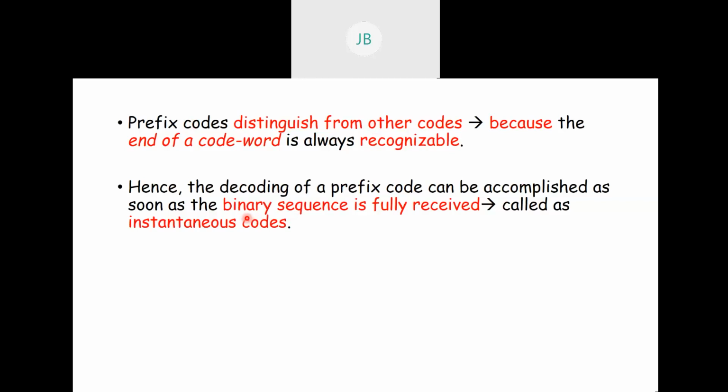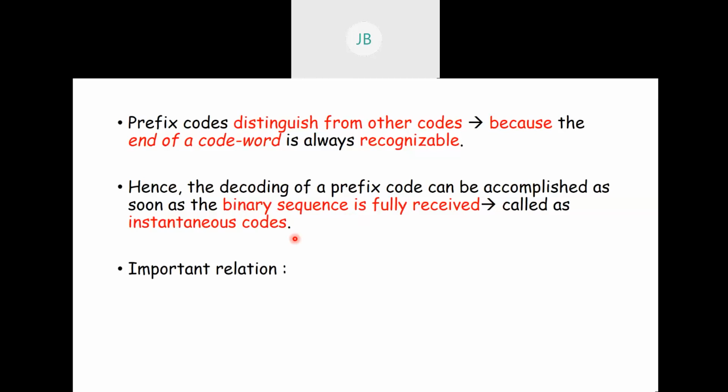The prefix code is also called an instantaneous code. Why? Because when you start reading every bit in a code word, and the binary sequence is fully received, then you know what the particular symbol is. For example, when you read the sequence of bits 111, you know that's the end of this particular symbol E. You can immediately decode it. That's why it's called an instantaneous code, because once you read all the binary sequence, you know what the symbol is.